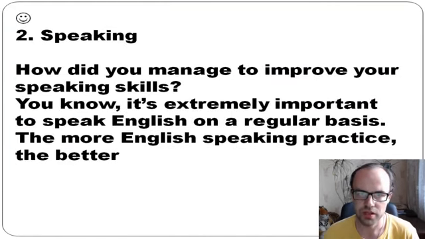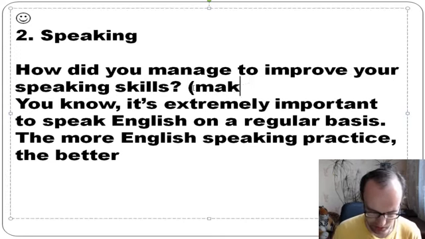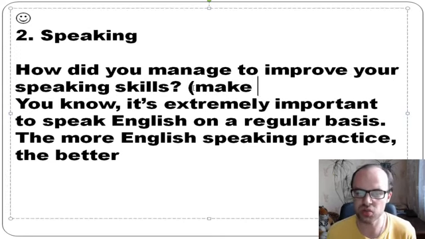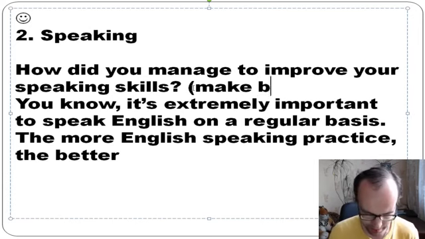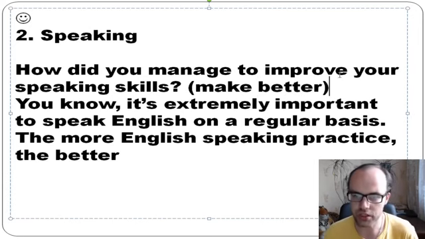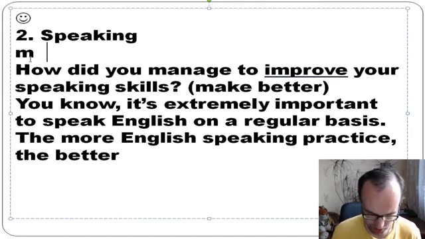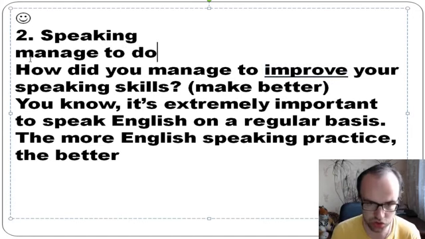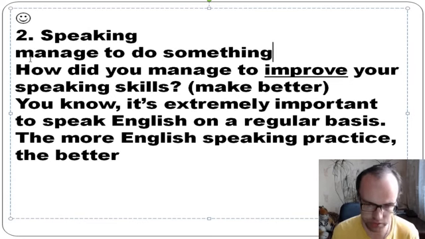Well, next, speaking. How did you manage to improve your speaking skills? Improve means make it better. So, how did you manage to make your speaking skills better? And you also need to know the structure manage to do something. I'll write it down for you. Manage to do something. It's very important for intermediate students.